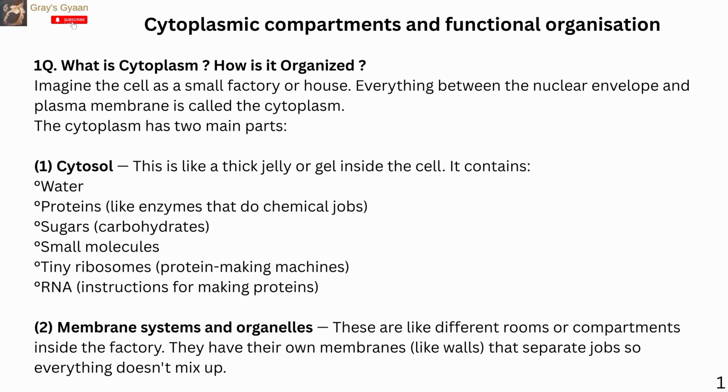1. Cytosol. This is like a thick jelly or gel inside the cell. It contains water, proteins, carbohydrates, small molecules, tiny ribosomes, and RNA. 2. Membrane systems and organelles. These are like different rooms or compartments inside the factory. They have their own membranes, like walls, that separate jobs so everything doesn't mix up.